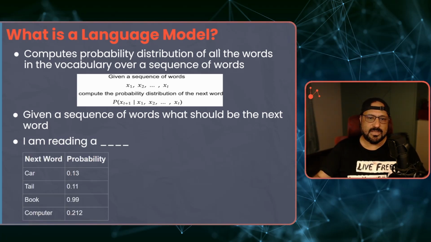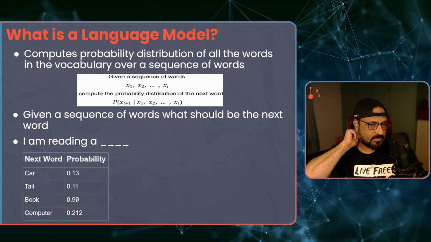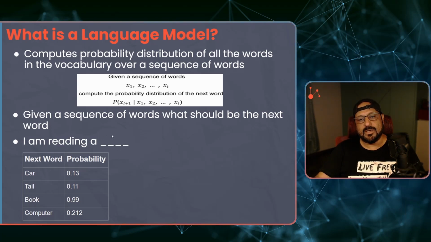So there could be a number of probabilities. The next word could be car, tail, which doesn't make sense, book, computer, right? So what language models are doing is, it has a vocab, that means most of the known English words, and based on the given stream of words, it tries to calculate the probability of all the words available in its vocab and gives a probability number. So for car, it is giving 0.13, for tail 11, book 0.99, and computer 212. And logically it selects the word with the highest probability, which is book, and that's how it completes this sentence, right? And this is what language models do exactly.